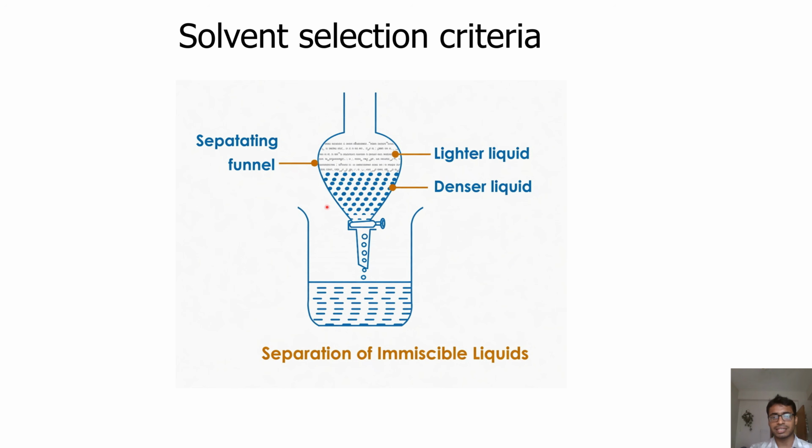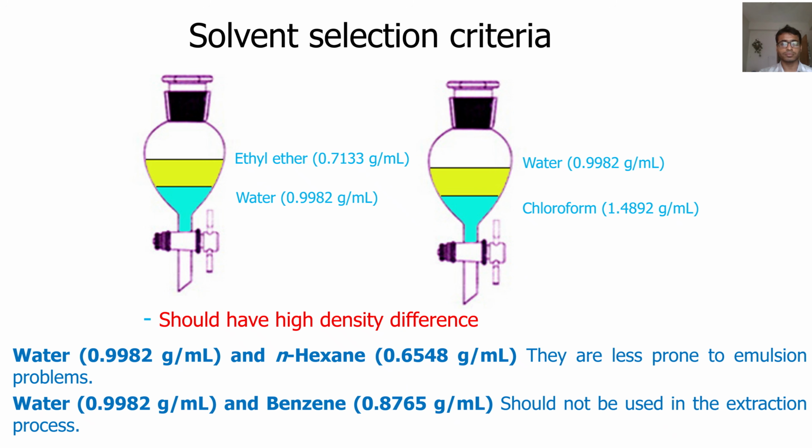So lighter liquid, denser liquid is here. This is the separating funnel. Okay, so water and hexane, they are less prone to emulsion formation. Okay, but whenever we are using water and benzene, you can see their solubility is much closer. Then they should not be used in the extraction, otherwise they may form emulsion. Okay, we'll discuss this later.